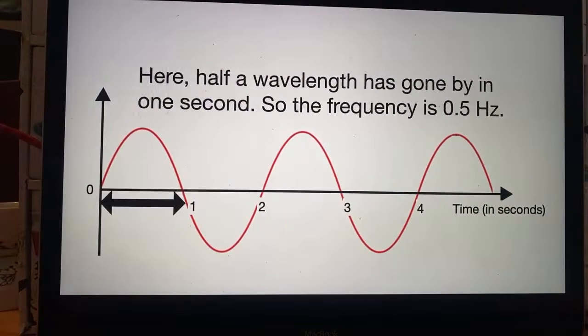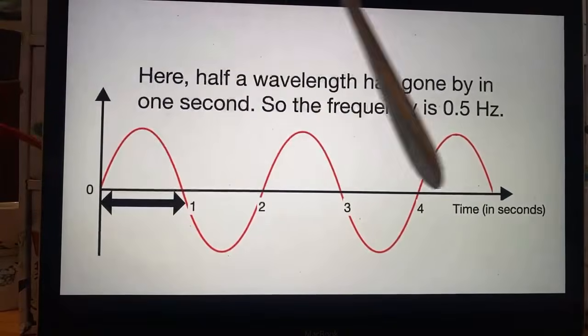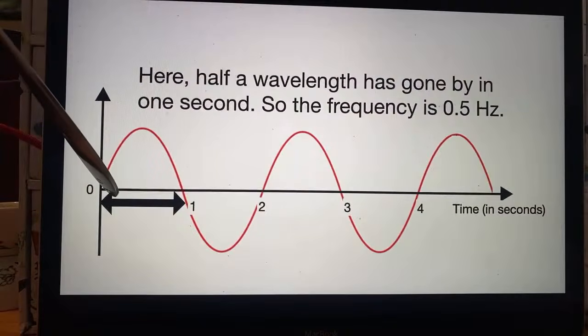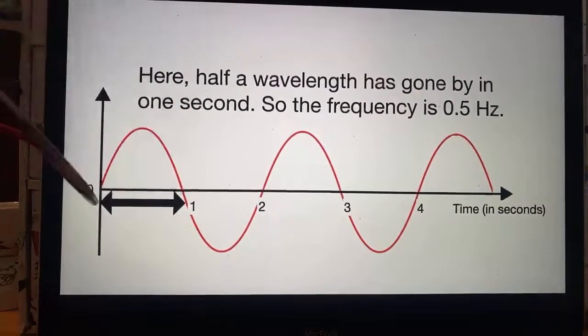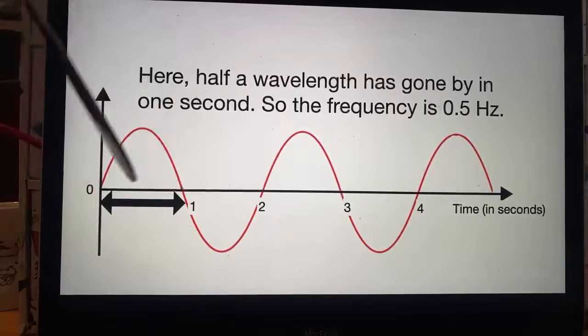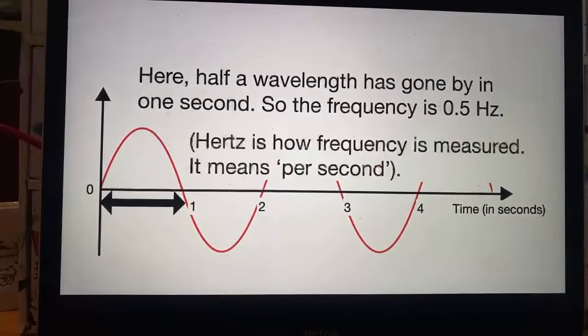So here, if this is on the x-axis, this is time, we can see that half a wavelength has gone by in 1 second. So you would say that the frequency of this wave is half a wave per second. So it's 0.5 hertz, because hertz just means per second.